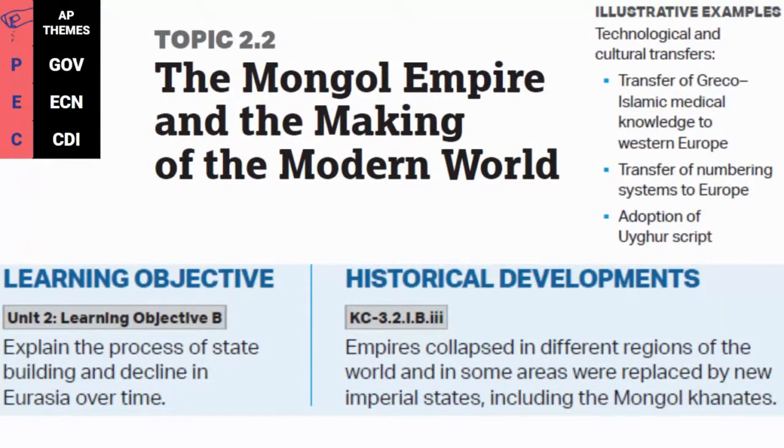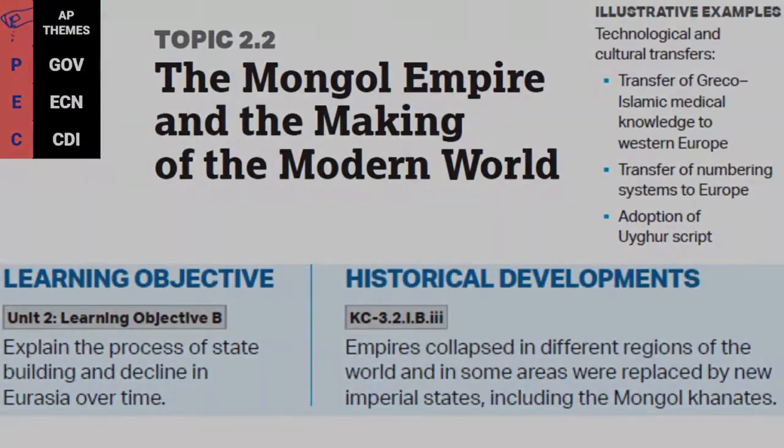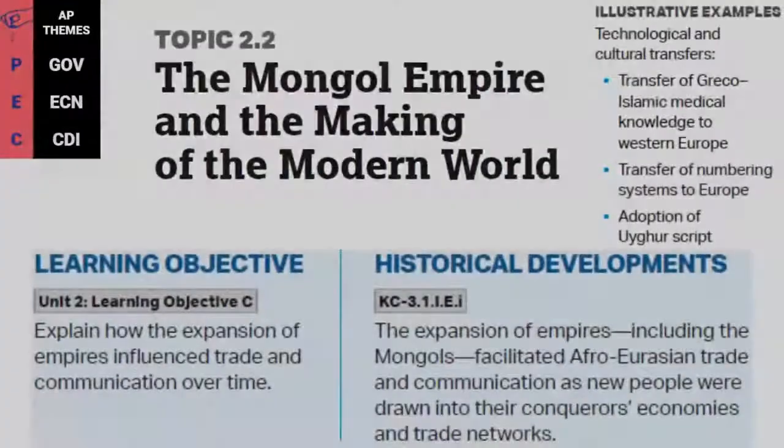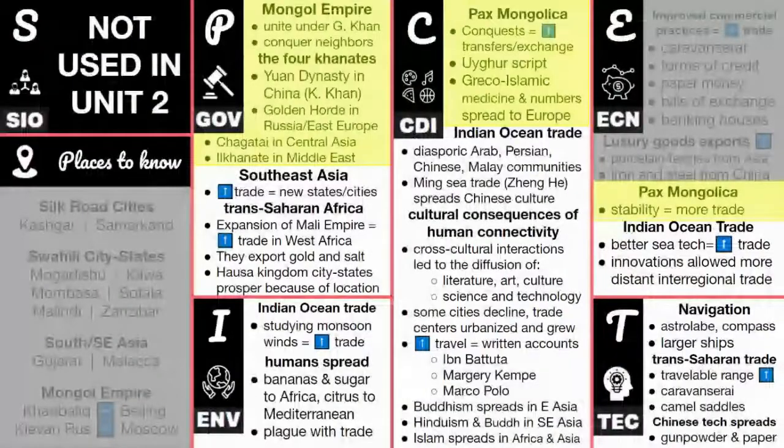So here are the topic pages for the Mongol Empire and the making of the modern world. Again, that's all summarized here on the Spice Tea chart. Okay, these are the important takeaways from this time.